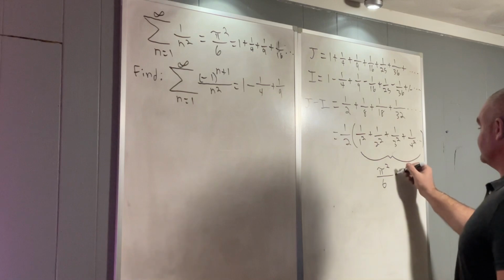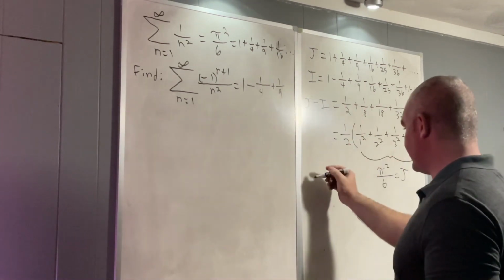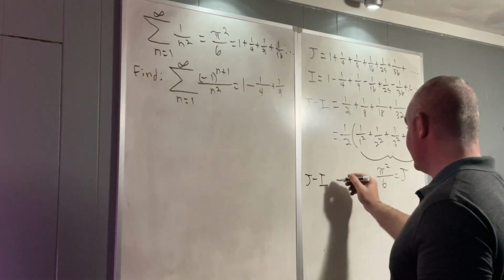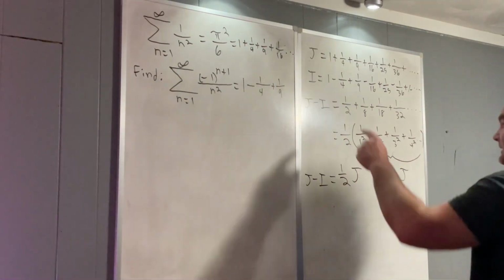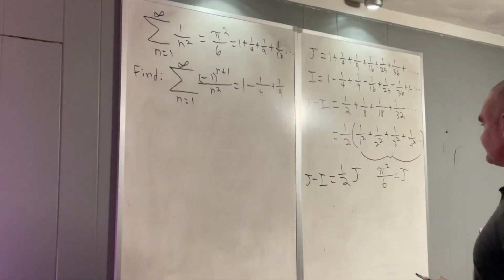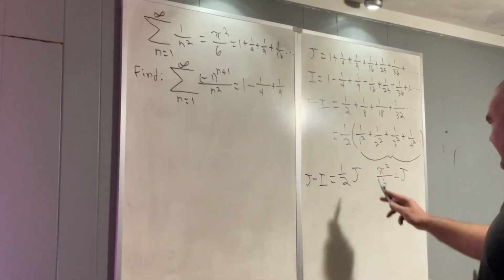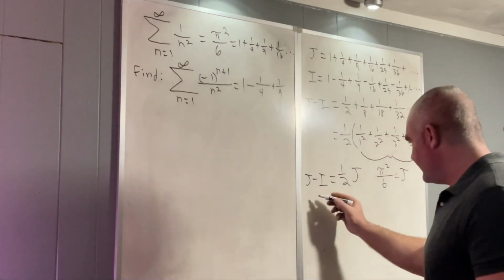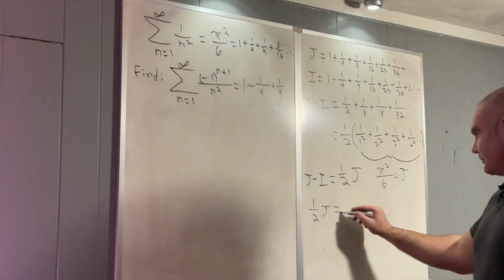Or J. Okay, so what is that really saying? What we just said right here is that J minus I is equal to 1/2 J, right? J minus I is equal to 1/2 of J. Okay. So let's do a little bit of rearranging. Let's subtract 1/2 J from both sides and add I to both sides. So we'd get 1/2 J on this side, and that would be equal to I.